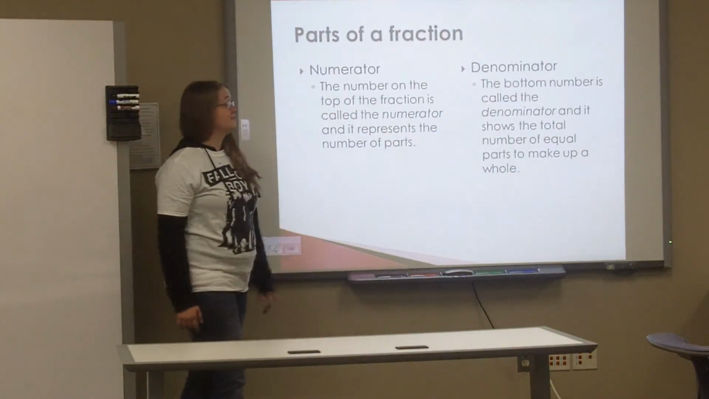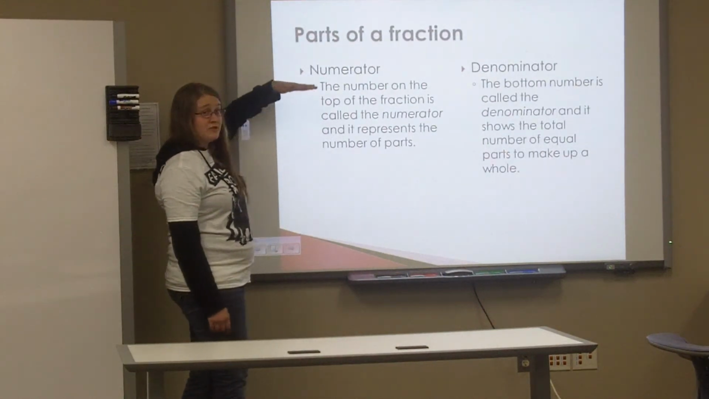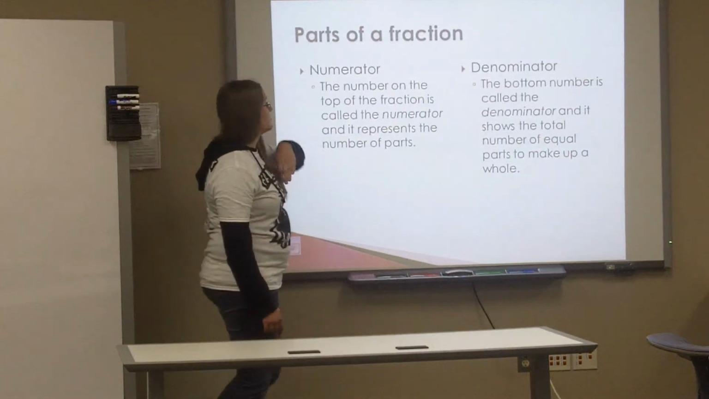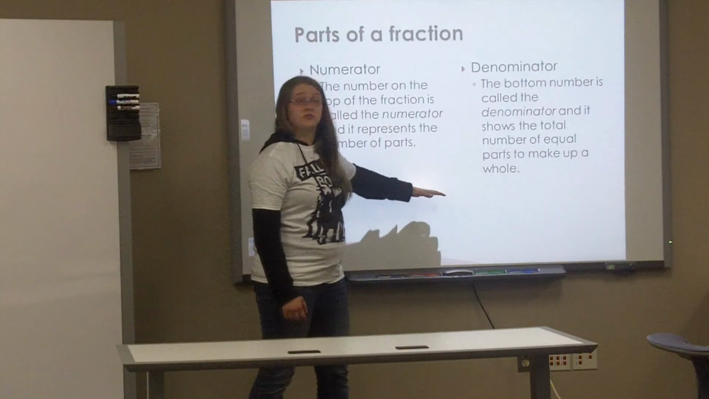Okay, so a numerator is the number on top of the fraction, and it represents the number of parts. And the denominator is the number on the bottom of a fraction, and it shows the total number.